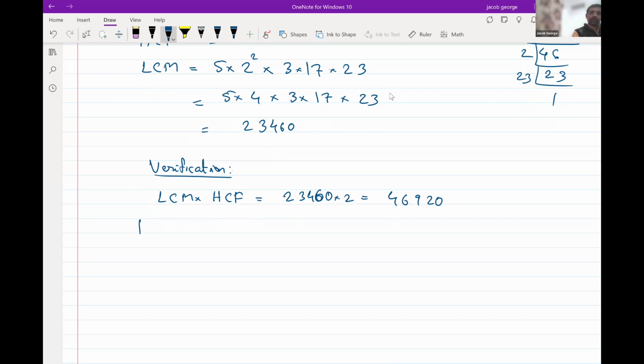Then the product of the numbers. Please multiply the product of the numbers. The numbers are 510 and 92. 510 into 92. Everybody please multiply and check whether you get the same answer. Multiply the numbers, 510 into 92. 46920. All of you got the same?